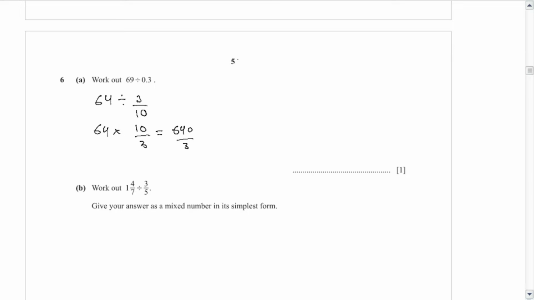3 cannot be cancelled out with the 3. 3 twos are 6 and 3 ones are 3, 3 threes are 9, so it cannot be cancelled out, and we can divide this. 640 divided by 3. 3 twos are 6.